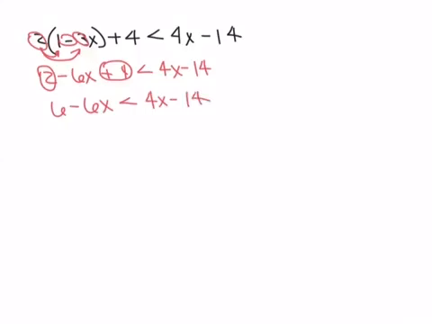Okay. Now, we're going to try to get the x variable. We have 2 of them. We have one there and one there. We're going to try to get the smallest one over with the biggest one. Negative x, or negative 6, is smaller than 4. So we're going to move that over this way. So we're going to add it to both sides.